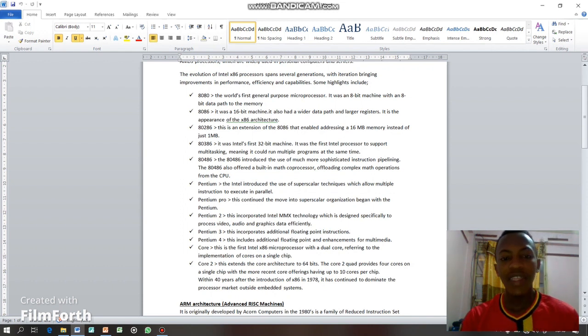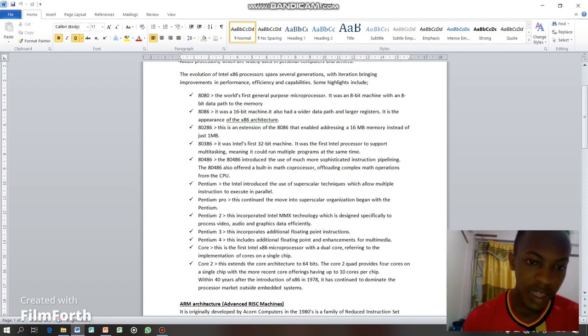So after that, we had the introduction of the Pentium, where, according to the text here, Intel introduced the use of superscalar technologies, which allowed multiple instructions to execute in parallel.